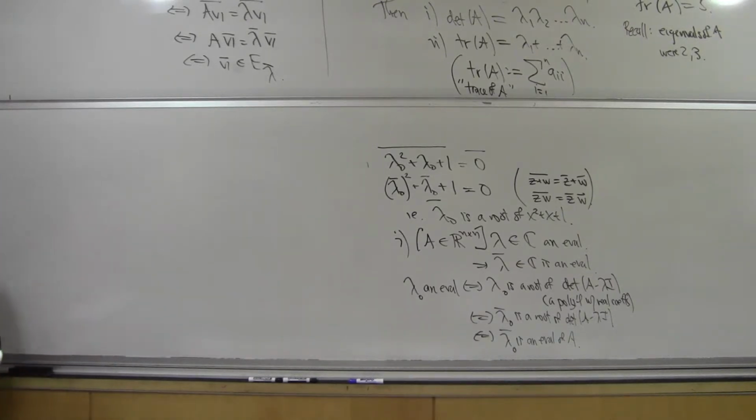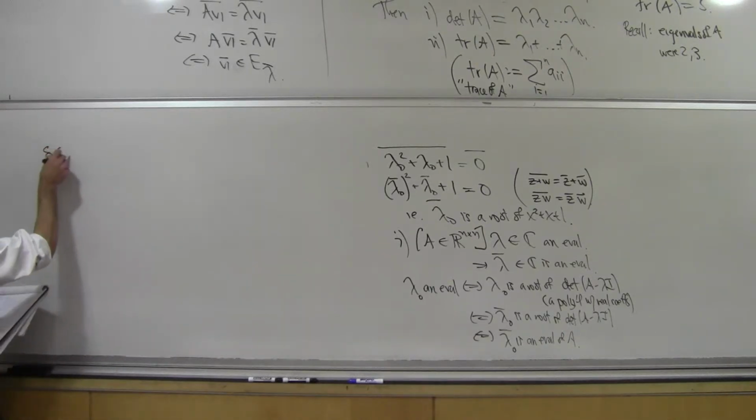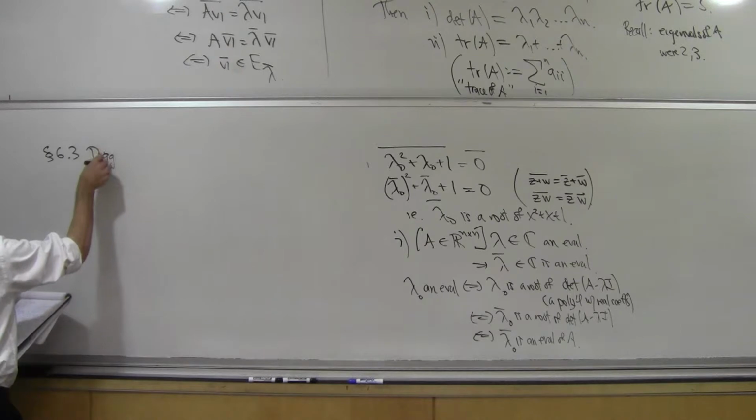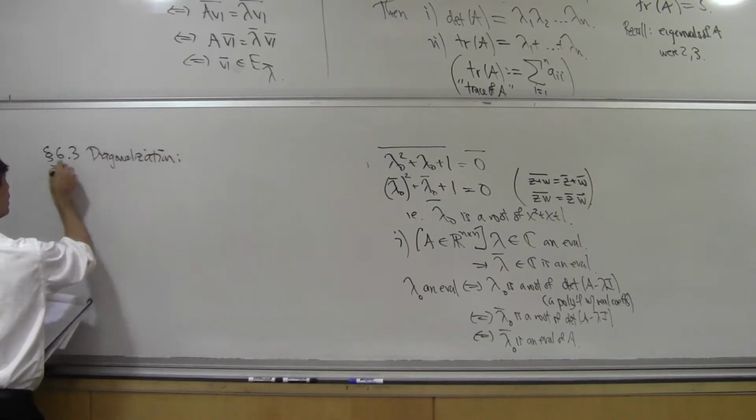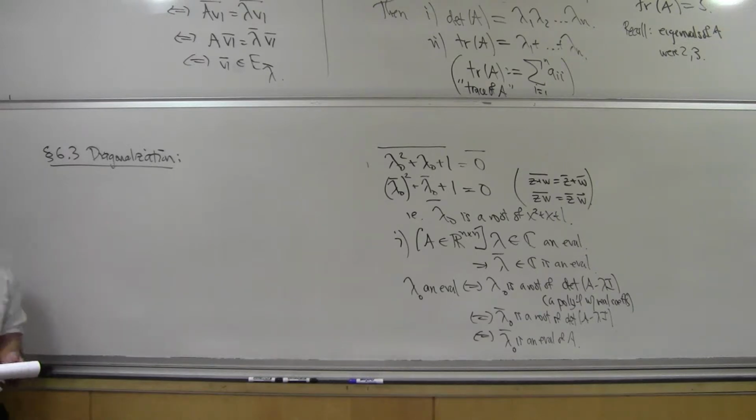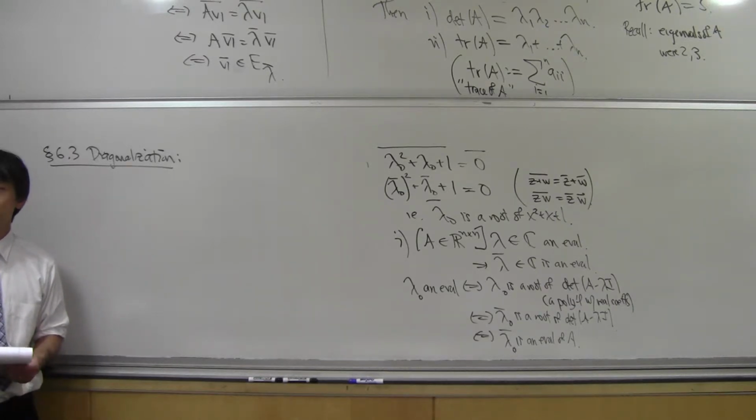Okay, so let's go on to the next section. Actually, not the next section, but the section after it. So 6.3, diagonalization. We're going to skip 6.2.